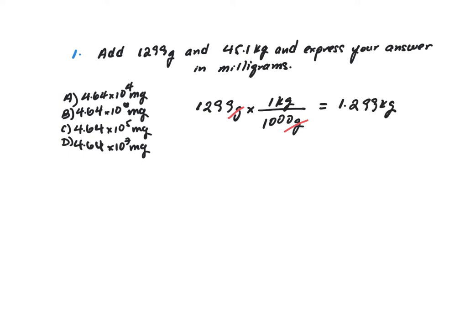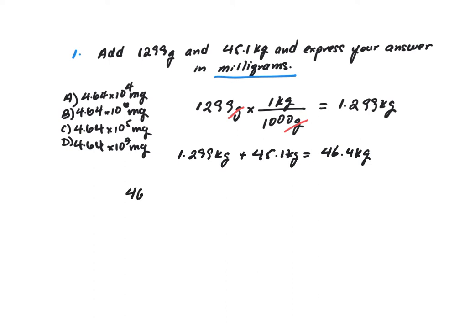So now you just add. So all we'll be doing now is just gonna add the 1.291 kilograms plus the 45.1 kilograms, and that gives us 46.4 kilograms. But now they want the answer in milligrams, so we're just gonna do a conversion again.